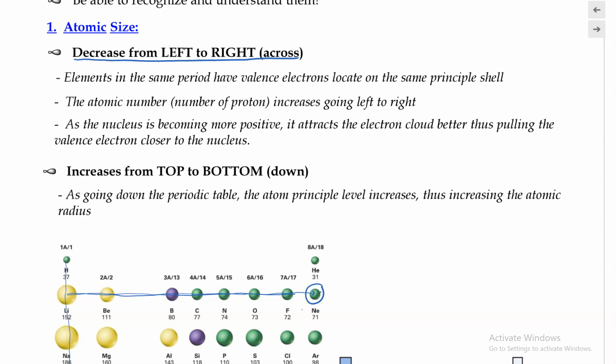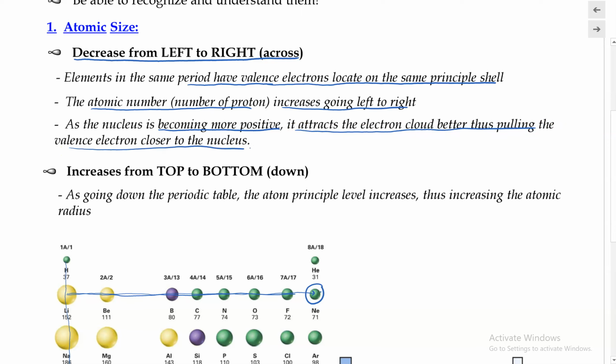And again, let's go over this again to make sure we understand this. So first, elements in the same period have the valence electron located on the same principal shell. But because the atomic number, or the number of protons, is increasing as we go from left to right, the nuclei are becoming more and more positive on the right side, and that way can attract the electron cloud much better, therefore pulling the electron cloud closer to the nucleus, and thus the size becomes smaller.